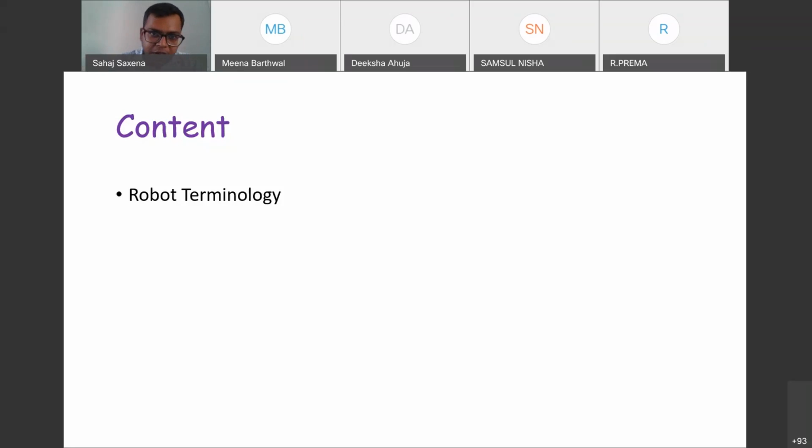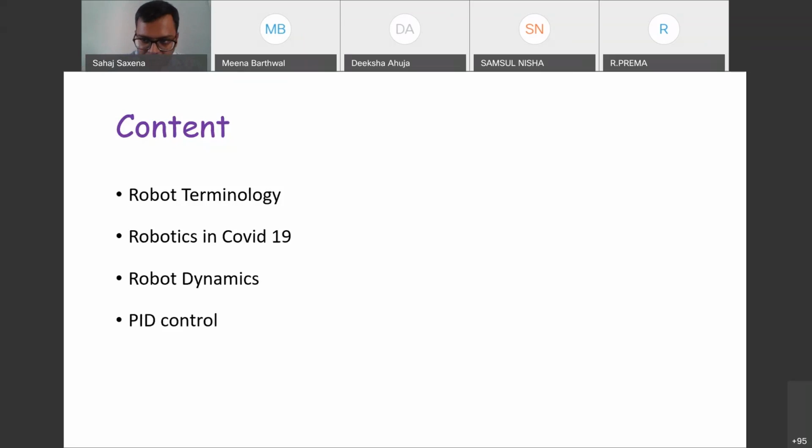Throughout my slides, we will be covering robot terminology. Then we will see how robotics in COVID-19 is playing an important role. Then we will read a little bit about robot dynamics. Then we are moving towards control, and the control is the PID controller. Afterwards, we will see the future directions and where the recent trend is moving in order to evolve robotics technology.